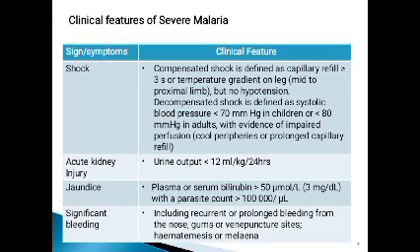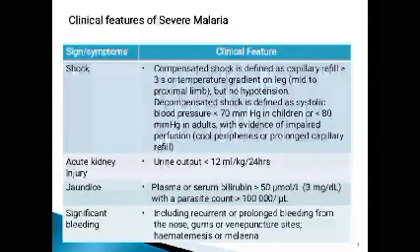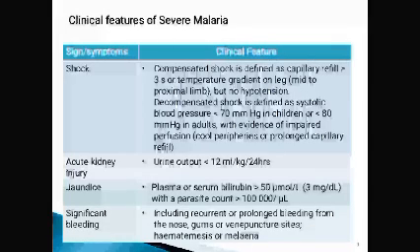Acute kidney injury. It is one of the signs and symptoms of clinical features of severe malaria. Urine output less than 12 ml per kg per 24 hours.